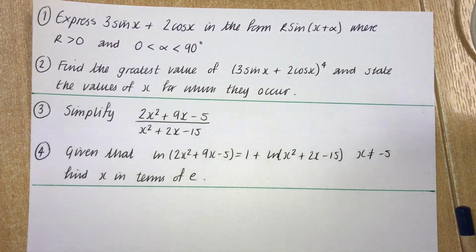Question number 3. Simplify (2x squared plus 9x minus 5) over (x squared plus 2x minus 15). Question number 4. Given that log of (2x squared plus 9x minus 5) equals 1 plus log of (x squared plus 2x minus 15), x cannot be equal to minus 5. Find x in terms of e. Pause the video now and give it a go.